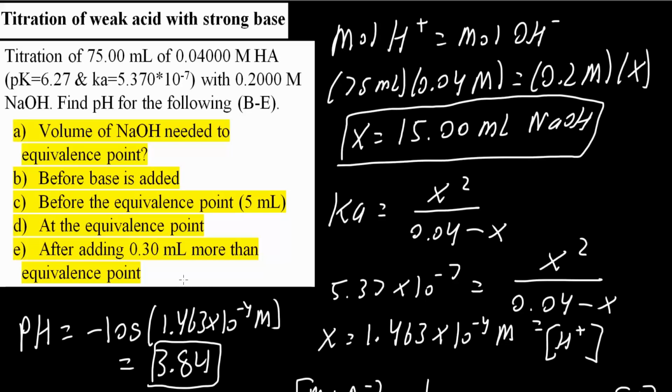However, we didn't answer this question at the half equivalence point. We did before the equivalence point and we did the equivalence point, but what if we want to know at the half equivalence point? Now this is very easy. It's simply the pKa value. So it would be 6.27. And that's all we need to do for these problems.